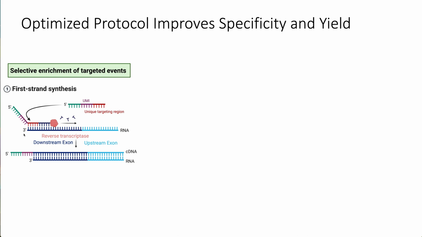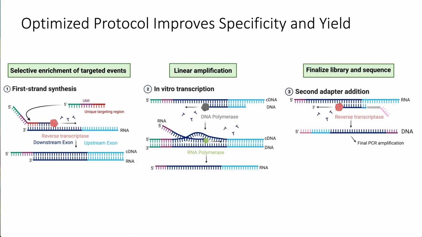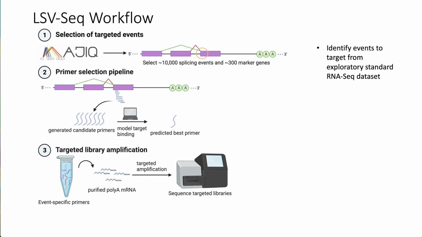Of note, in addition to a unique targeting region, each primer has a UMI which allows us to deduplicate reads after sequencing. To avoid significant exponential bias from PCR, we then linearly amplify the resulting cDNA using an in vitro transcription procedure, then finally add the second library adapter, perform a low number of cycles of PCR, and sequence the final library. Finally, after sequencing, we used a custom version of MAJIQ to analyze the targeted splicing events.